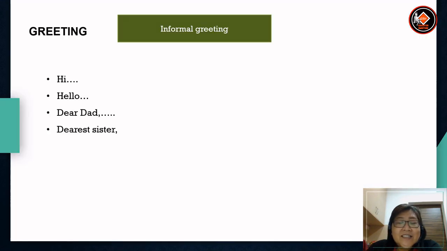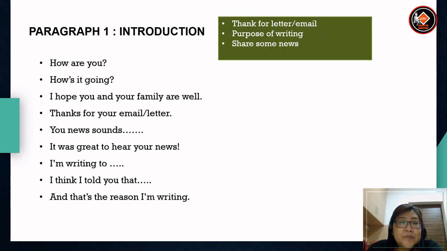Now students, let's look at some examples of phrases or sentences. For greeting, remember that this is informal, so you can write hi, hello, for example, dear dad or dearest sister. And then we have paragraph 1, which is introduction. You can thank for the letter or the email, and then you can write the purpose of writing, and then you can also share some news.